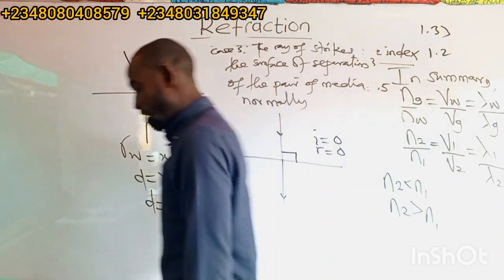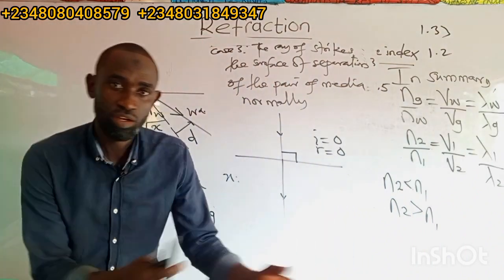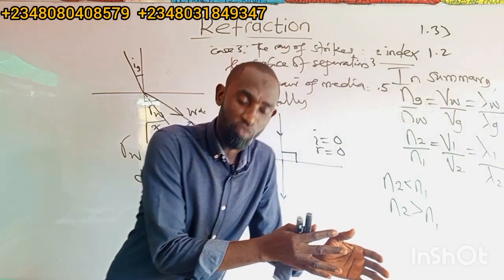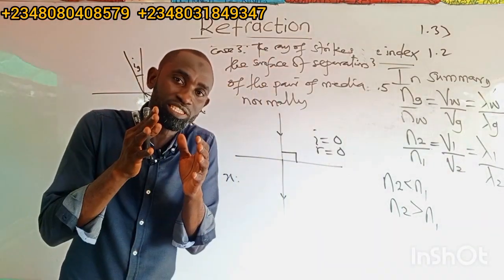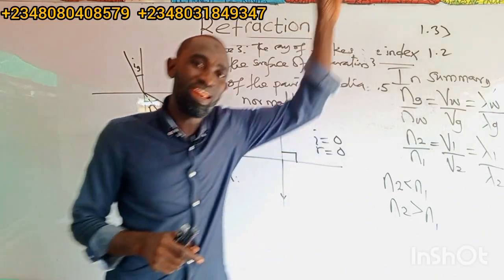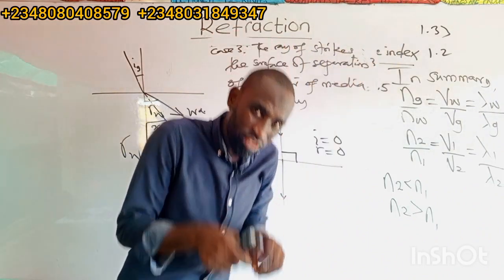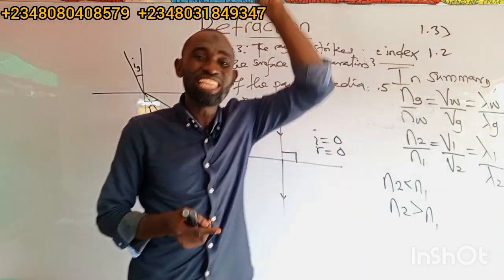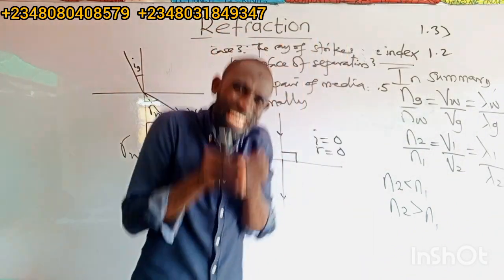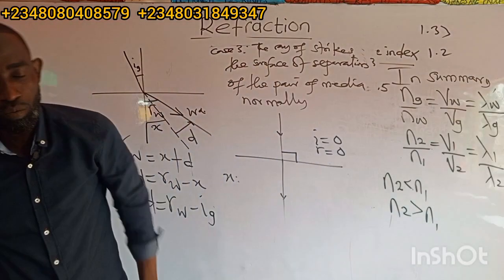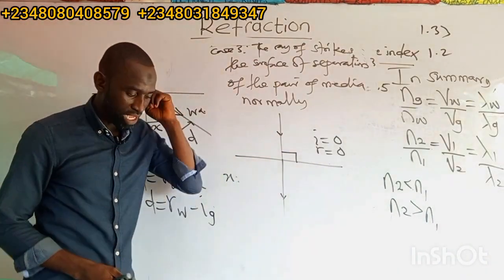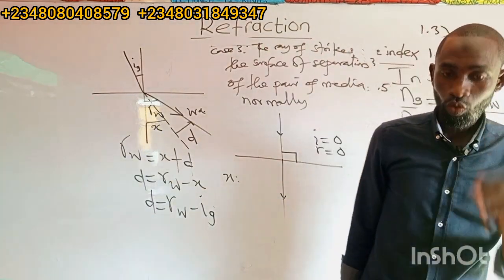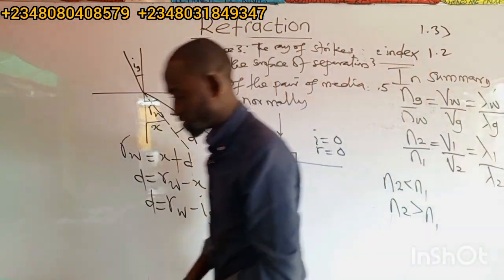So that's what we have under the nature of bending of light ray. How does a light ray bend? Either it bends towards the normal or away from the normal. Light ray will bend towards the normal if it's coming from a less dense medium into a more dense medium. But if the light ray is coming from a more dense medium into a less dense medium, it will bend away from the normal. So we have that. Now let us discuss the laws of refraction. We have 2 laws of refraction.